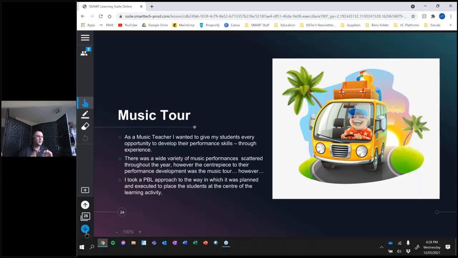We did a lot of primary schools, a lot of community centers, and we played in rural areas that don't get the opportunity to see live music as often as we do in a major city. However, with this tour, I took a PBL approach to the way it was planned and executed, and I put the students at the center of the learning activity.